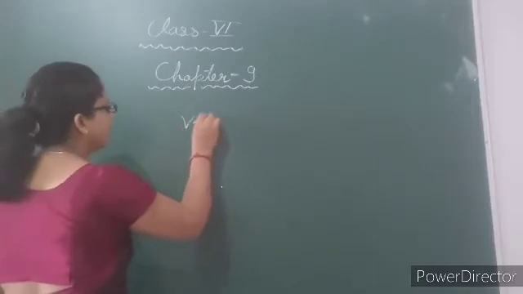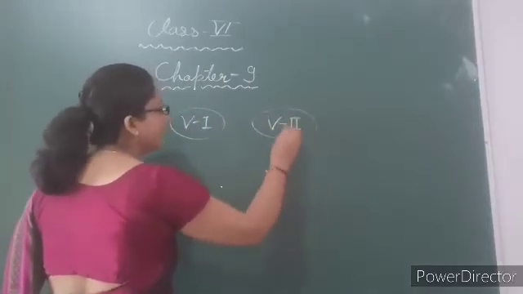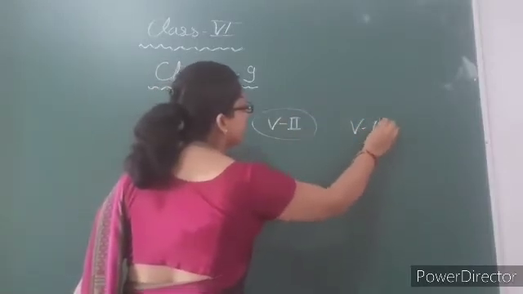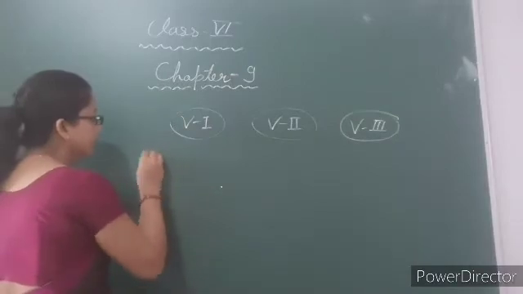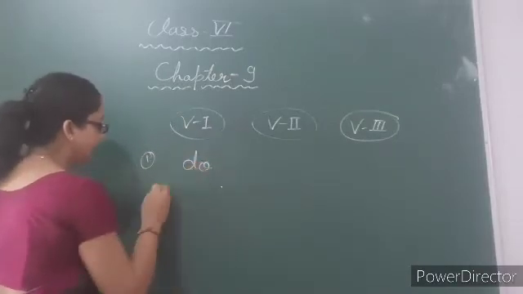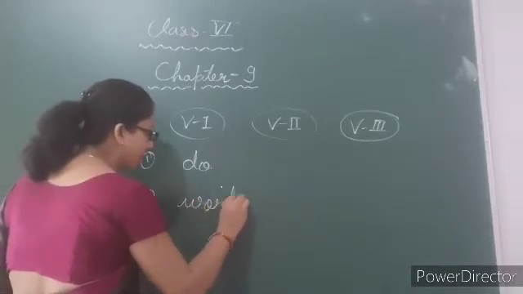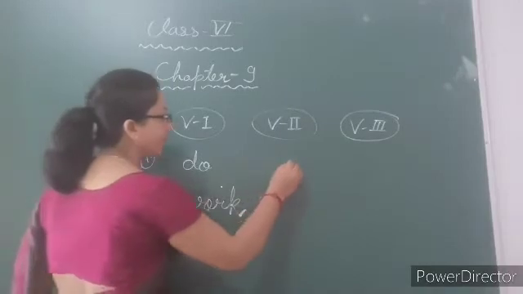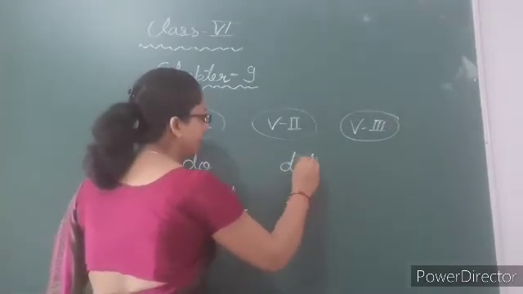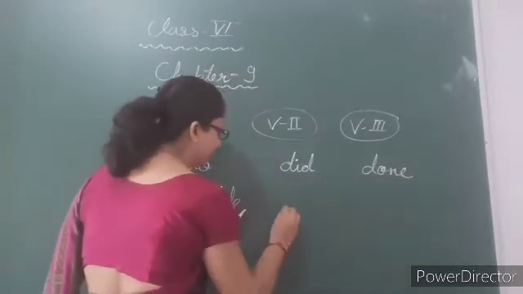Verb first form, verb second form, and verb third form. If we take the first example, do, and second is work. Understood? So do, did, done.